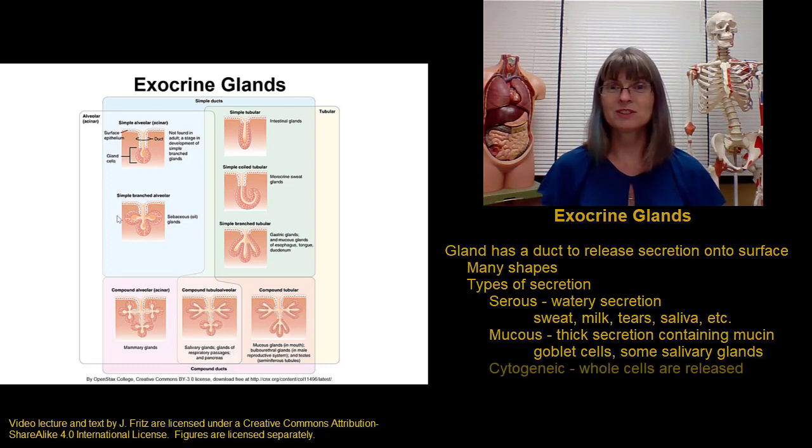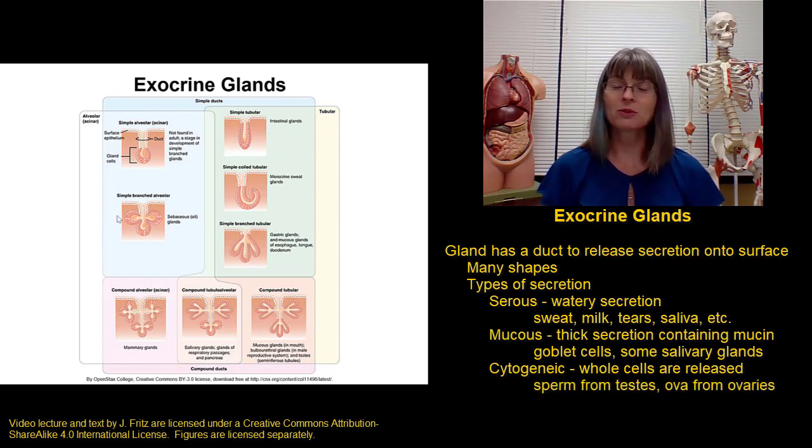The last type of secretion is cytogenic. This one is interesting because it's the secretion of a whole cell. There are only two glands that release cytogenic secretion. Those are the testes that release sperm and the ovaries that release the ova or eggs.